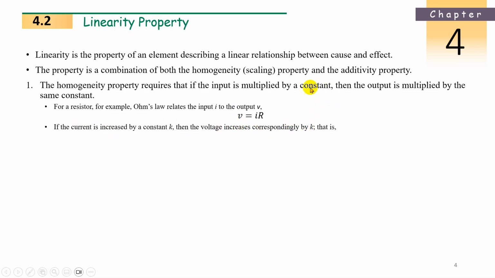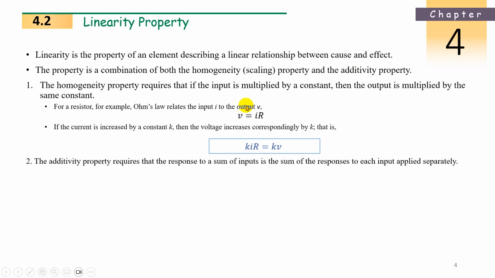So, voltage also increases correspondingly by the factor K. That is called KIR is equal to KV. R is constant, so if I am increasing the current with K, then V also will increase with K. Ohm's law. Okay, so this is called homogeneity. Now the additive property is coming.